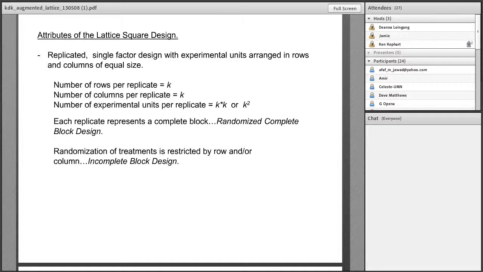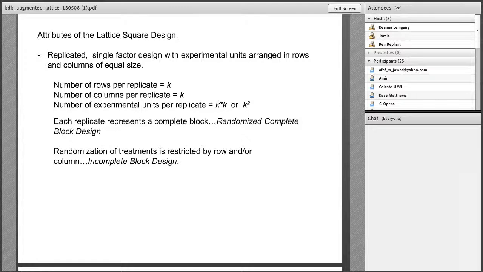But the big difference is that this is a replicated or block design as compared to a Latin square, which is usually not a block design. When you read the literature, most often you see that the number of rows per replicate is given a K value. Well, since the number of rows is equal to the number of columns, that also describes the number of columns as K. And the number of experimental units per replicate, therefore, would be K by K or K squared. That's pretty simple.